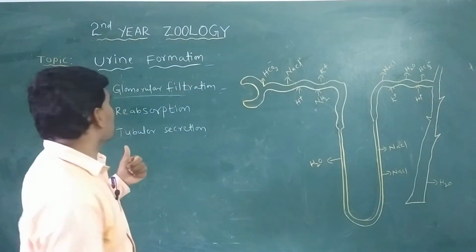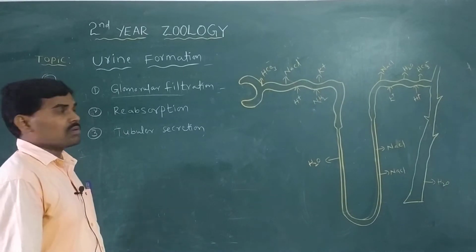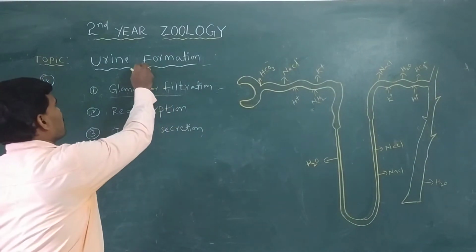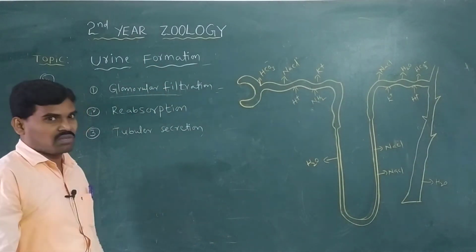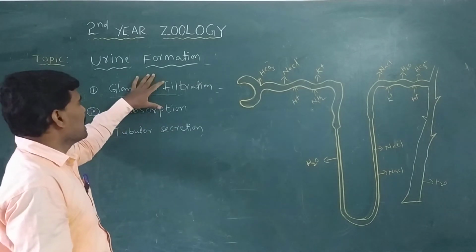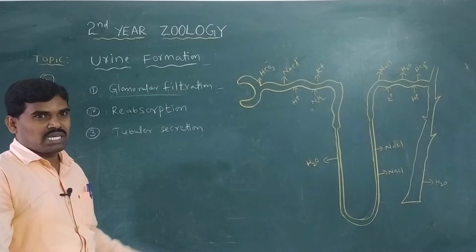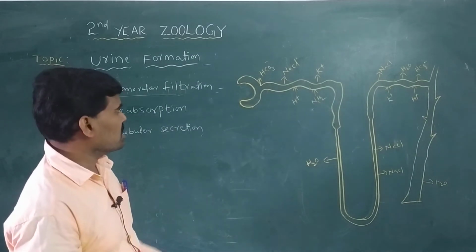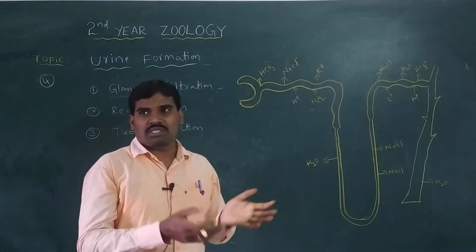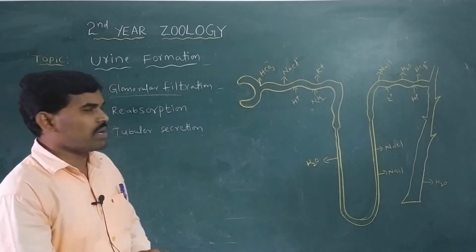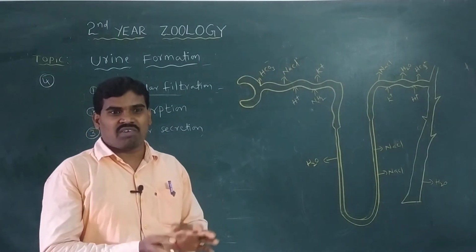Okay, students, now we are going to discuss urine formation, which is the formation of urine. In the last class we discussed the structure of nephrons: how many parts a nephron has, and that there are millions of nephrons in each kidney.